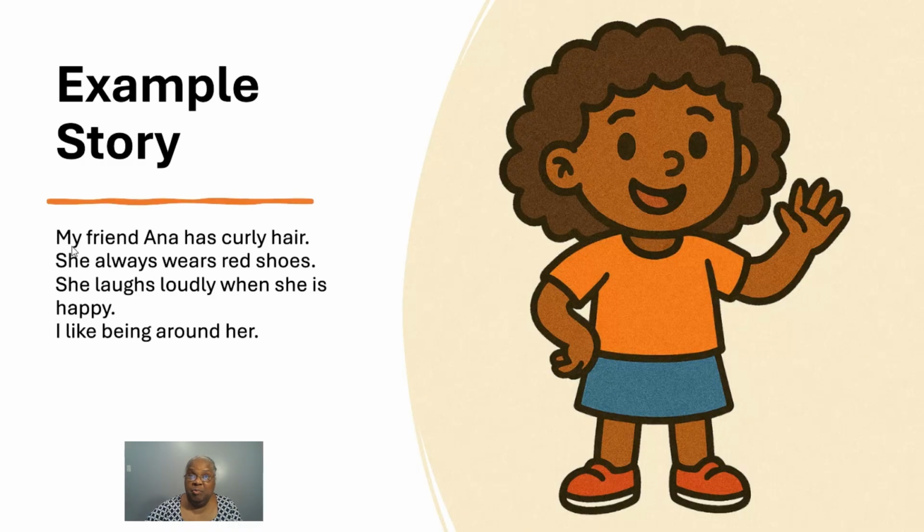Ready? Let us begin. My friend Anna has curly hair. She always wears red shoes. She laughs loudly when she is happy. I like being around her.